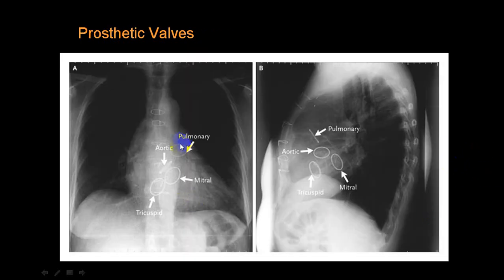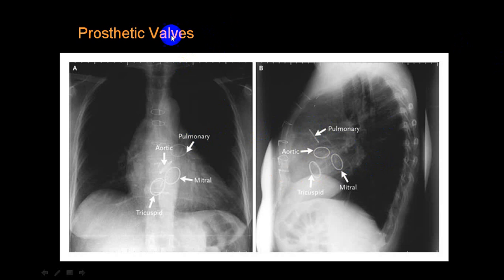Now these are the 4 valves. If you draw the imaginary line, this is the hilum. And if you draw this line like this, till the apex, the pulmonary valve and aortic valve are above. So this is pulmonary, this is aortic. And below are mitral and tricuspid. Tricuspid is anterior, mitral is posterior. Pulmonary is above, while aortic is close to the center.